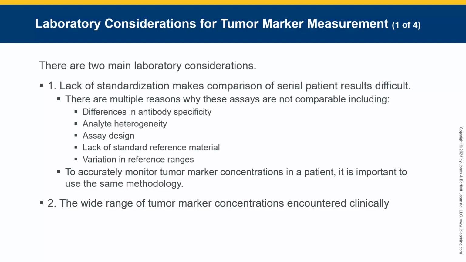People work all different shifts. There's all different time frames. Lot kits are used up and there's new kits that come in. The machine is constantly being QC'd and maintained, and things happen in between. So it's tough to get accurate serial patient results. The wide range of tumor marker concentrations is encountered clinically. So that goes back to my point of levels may be different based on that individual patient.